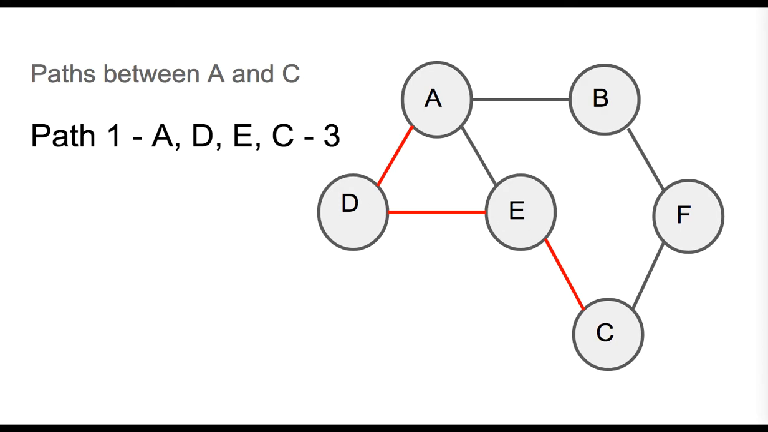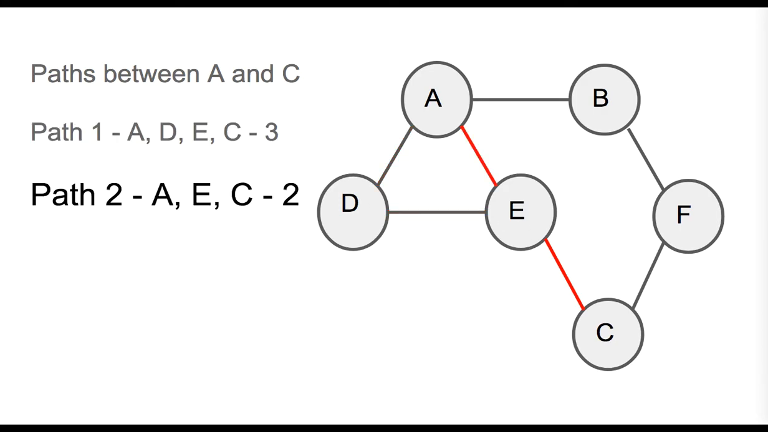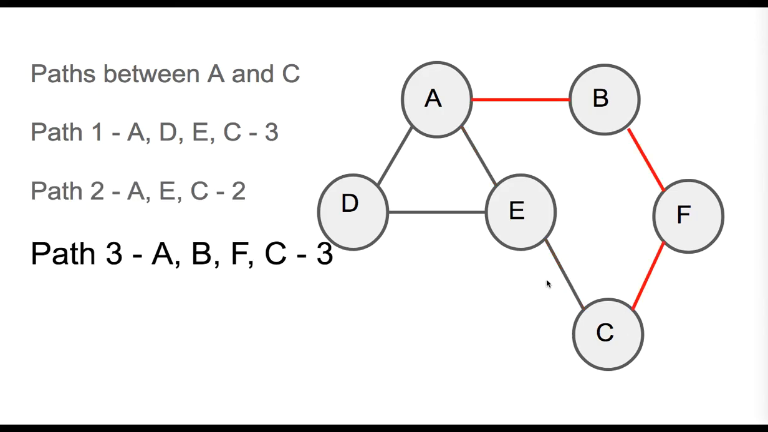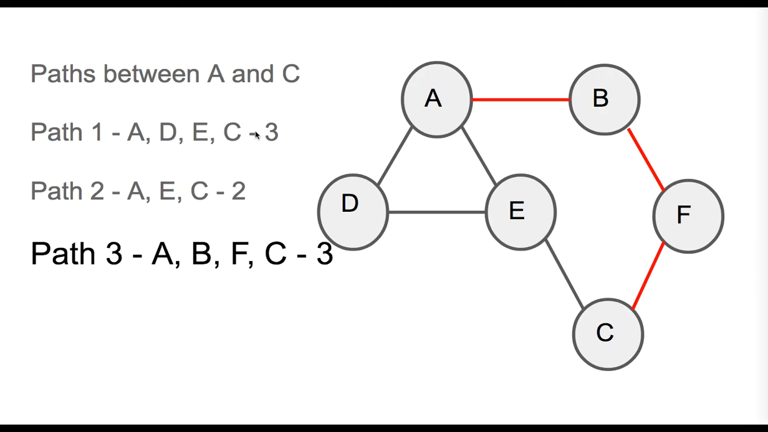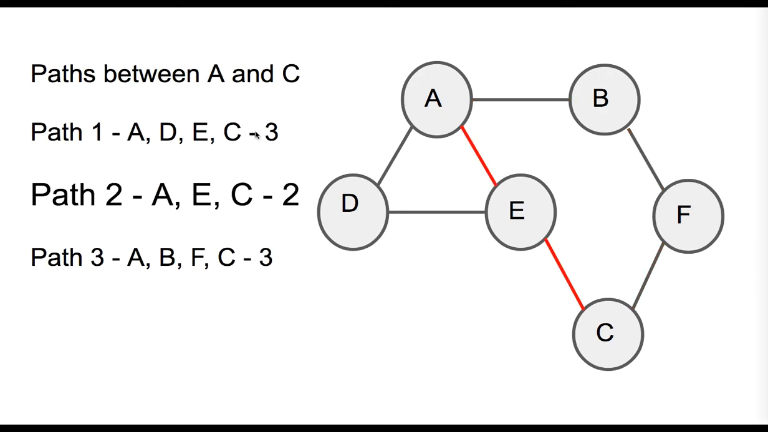So path 2 is faster than path 1, and then the last path is path 3, which is A to B to F to C. Again, that's 3 steps, so that and path 1 are the same length. Neither of them is as good as path 2. So in this example for the undirected graph, path 2 wins. It's the fastest way from A to C.